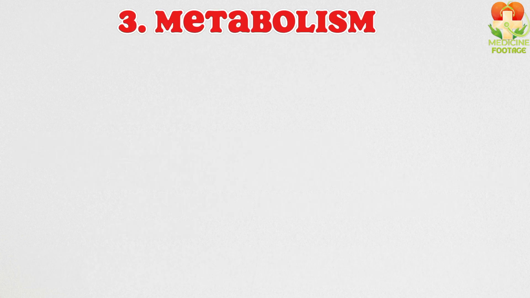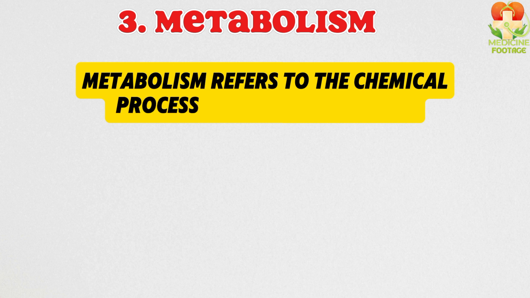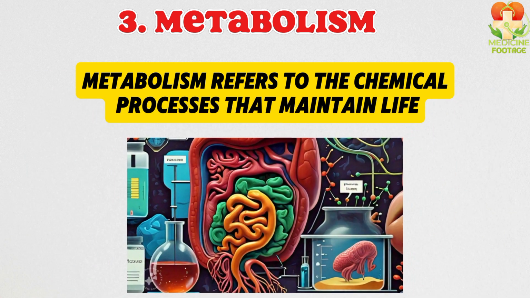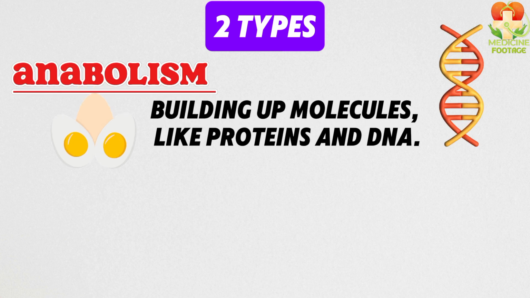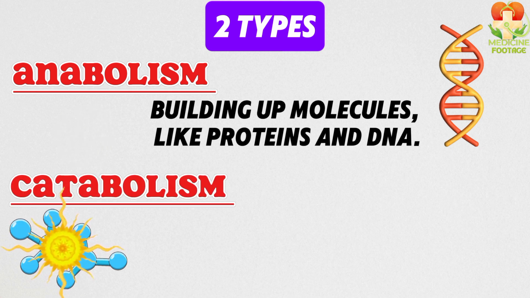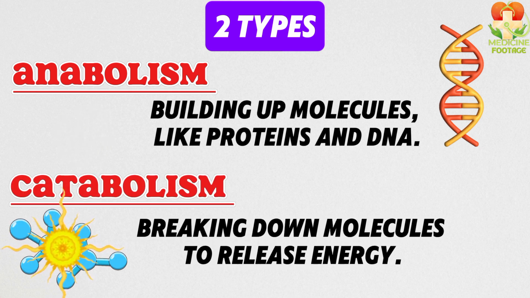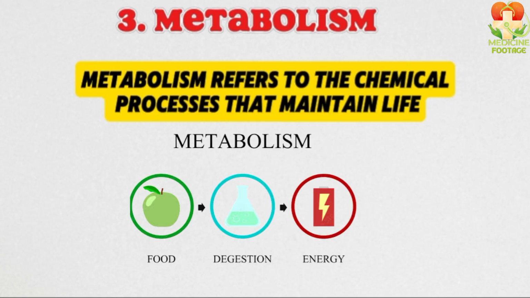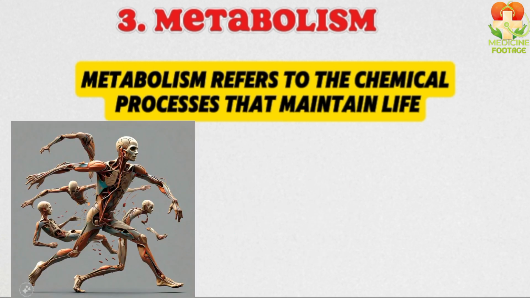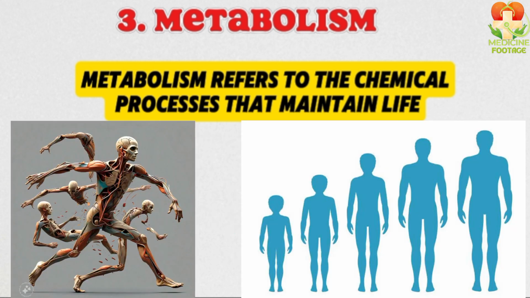3. Metabolism. Metabolism refers to the chemical processes that maintain life, encompassing two types: anabolism, building up molecules like proteins and DNA; catabolism, breaking down molecules to release energy. In simple terms, metabolism is how organisms obtain and use energy to perform vital functions like movement and growth.